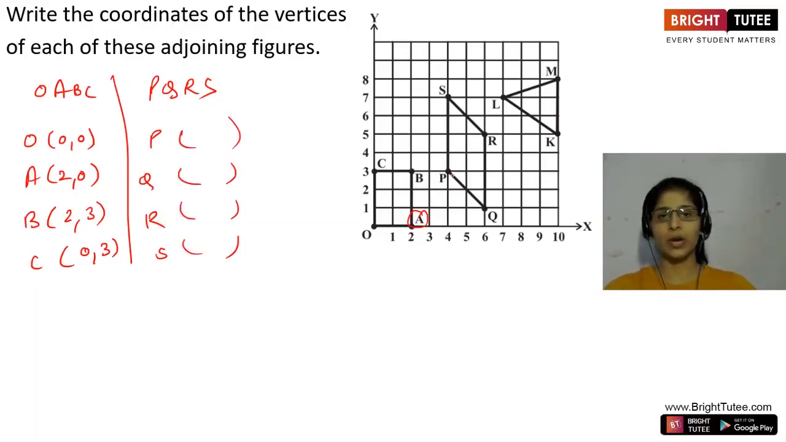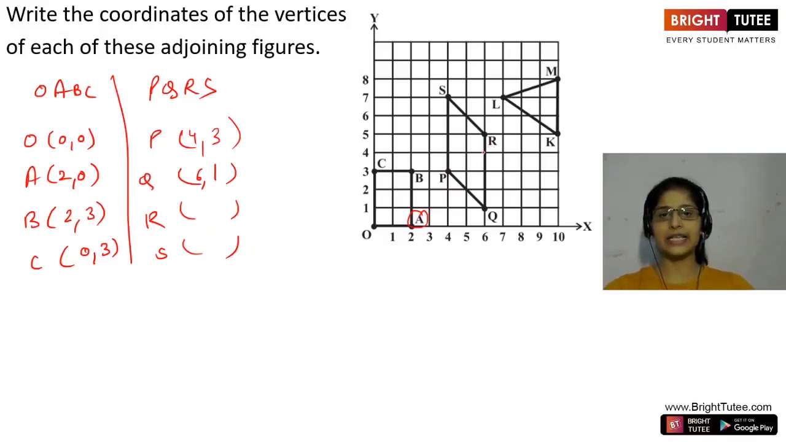So point P. Point P is 1, 2, 3, 4 units towards right. So x is 4. How many units up? 3. So P is (4, 3). Point Q is 6 units right, so 6, and 1 unit up. So Q is (6, 1). Now the next point, that is R.